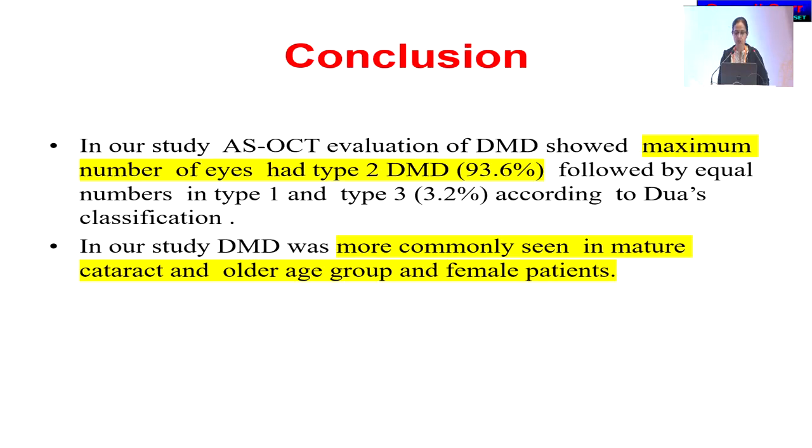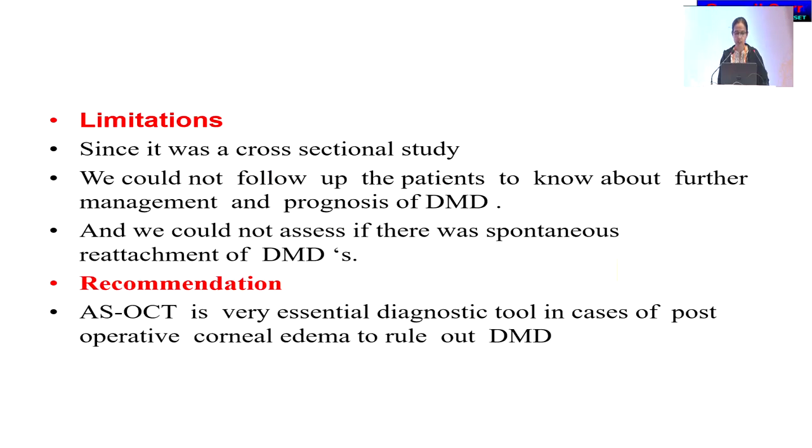So to conclude, in our study, anterior segment OCT evaluation showed the maximum number of eyes had type 2 DMD, followed by equal numbers in type 1 and type 3. In our study, DMD was more commonly seen in mature cataracts, older age groups, and female patients. Limitations: it was a cross-sectional study. We could not follow up the patients to know about further management and prognosis. We could not assess if there was spontaneous reattachment. We would like to recommend anterior segment OCT as a very essential diagnostic tool in cases of post-op corneal edema to rule out DMD.